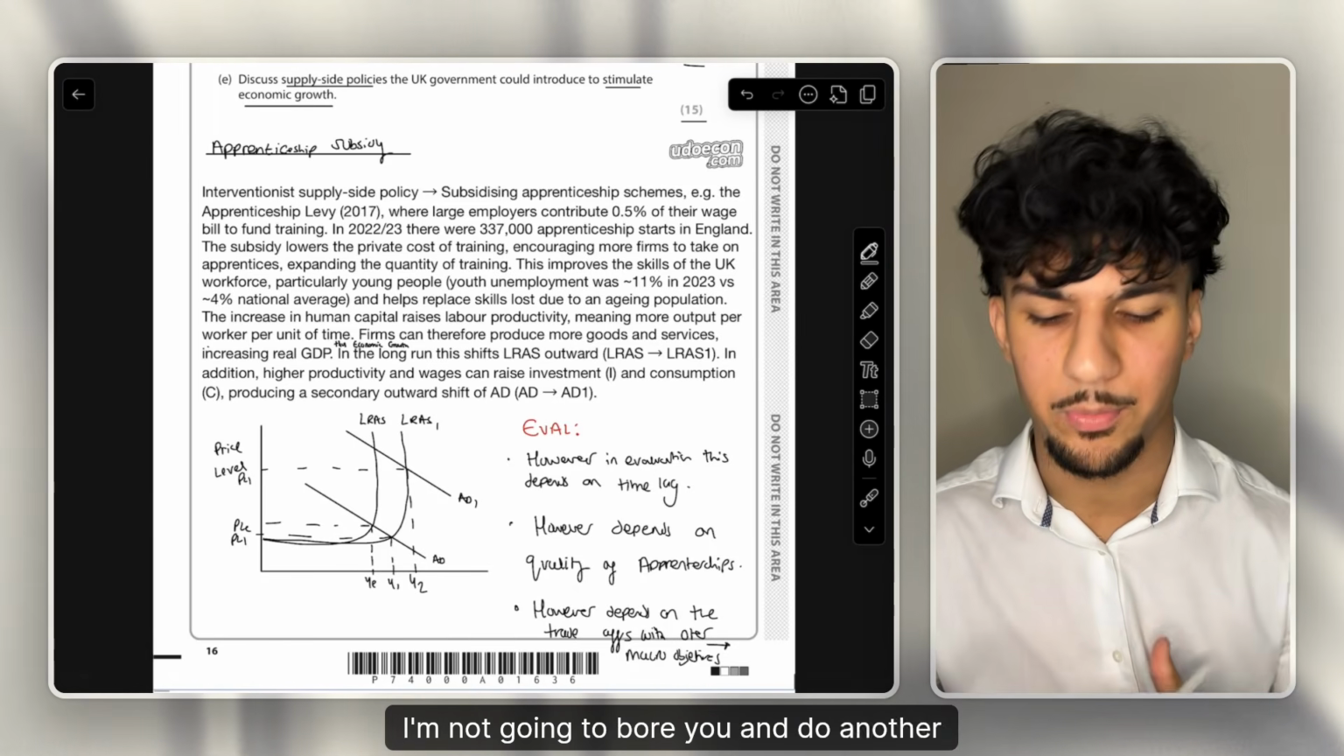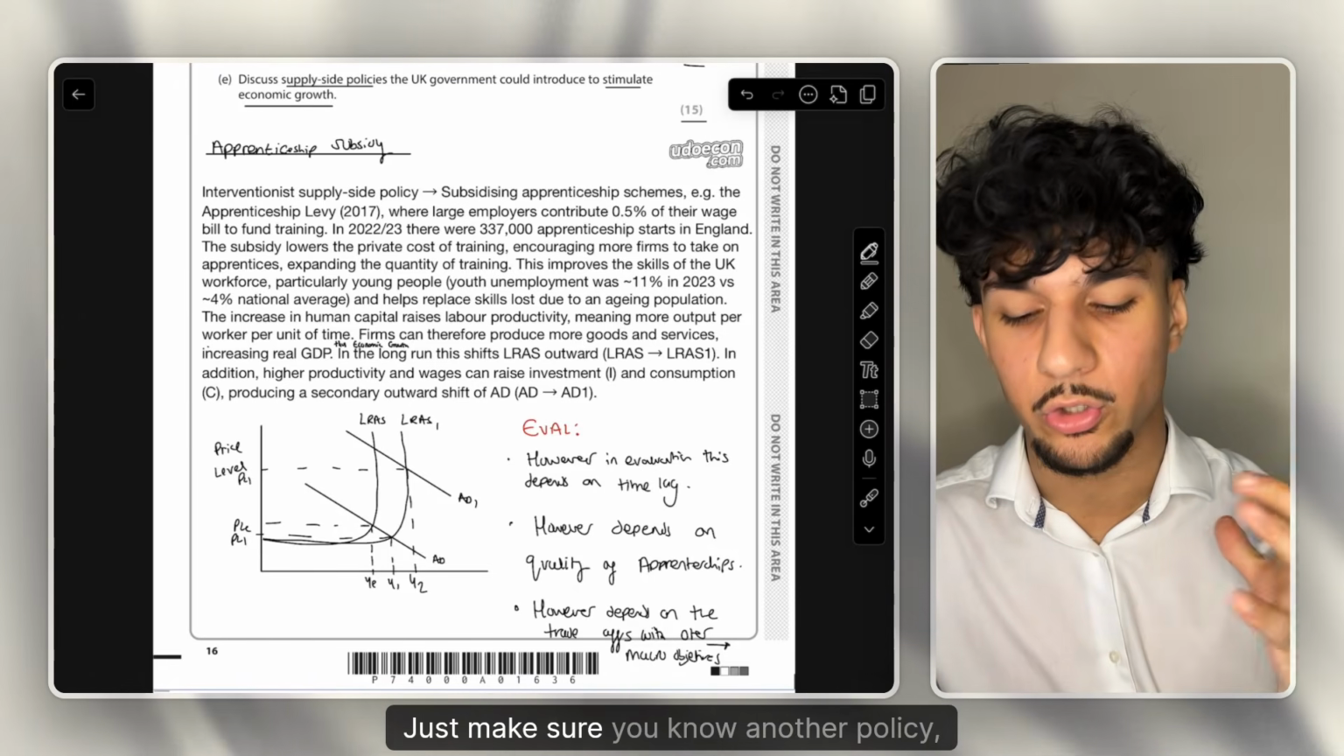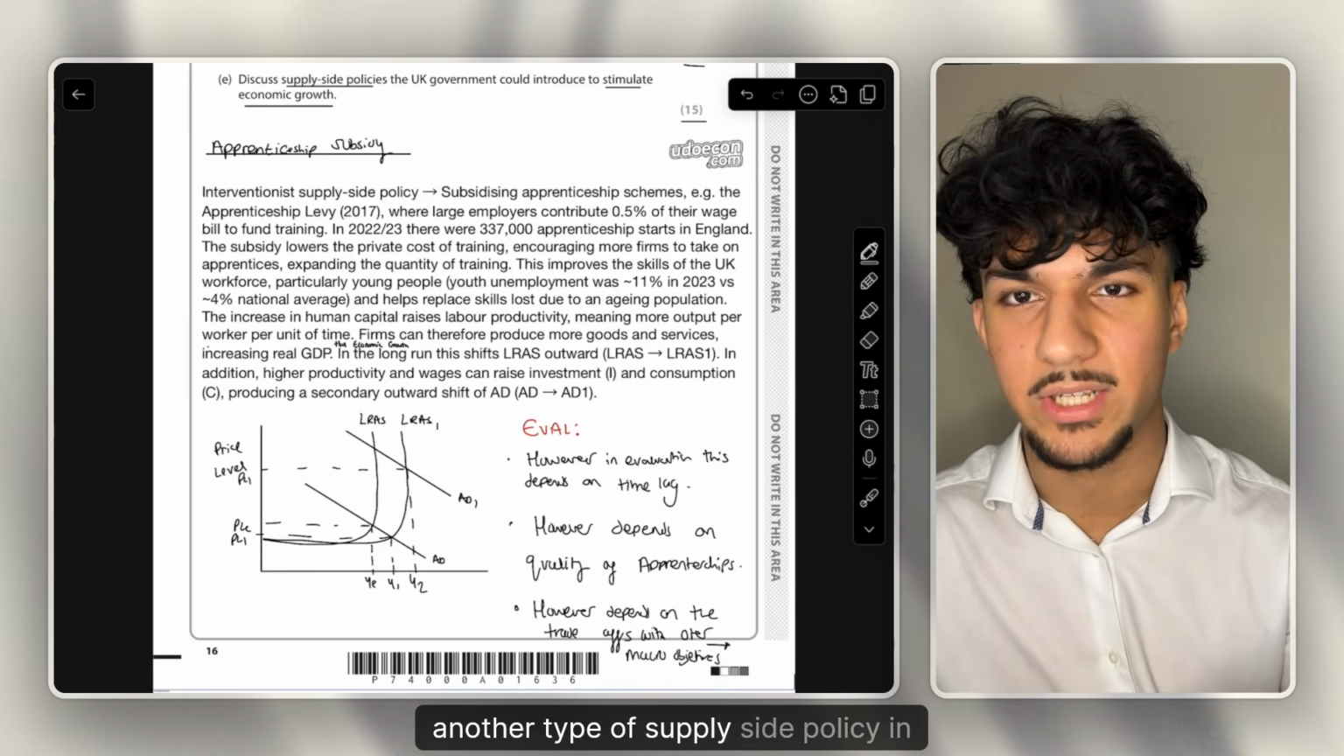I'm not going to bore you and do another paragraph. You can just pick whatever other policy. The chain of analysis is very simple. Just make sure you know another policy, another type of supply side policy.